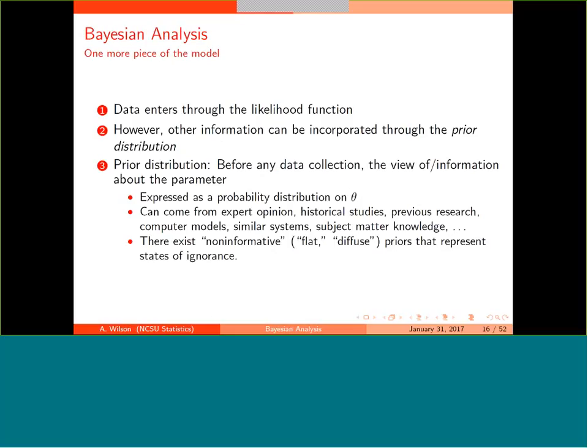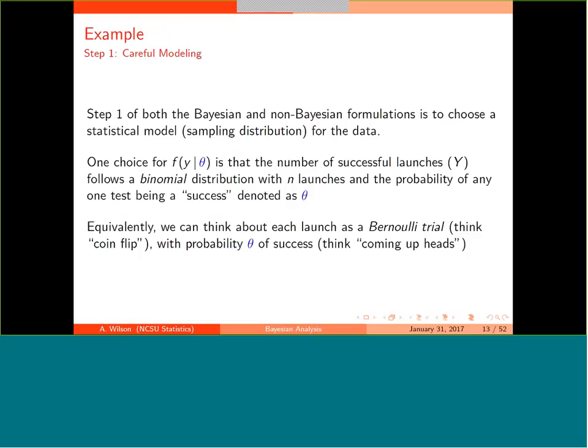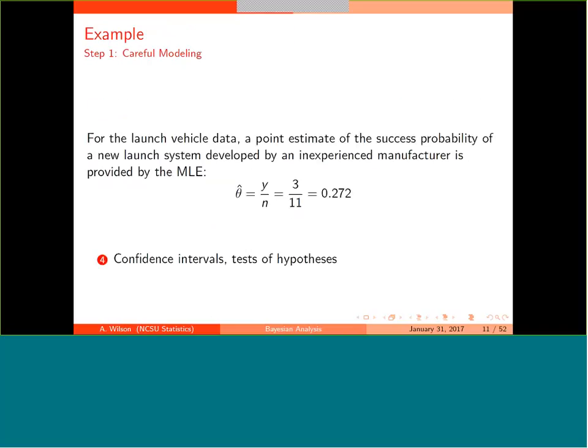And this is where we start to see some of the features and some of the difficulties with actually thinking about a Bayesian approach. The first bullet says data enters through the likelihood function. Translating that, if I go back a couple of slides to step 1, where I say do careful modeling, every statistical analysis, be it Bayesian or non-Bayesian, starts here. We have to decide how we're going to think about the data and the generating mechanism for our data.